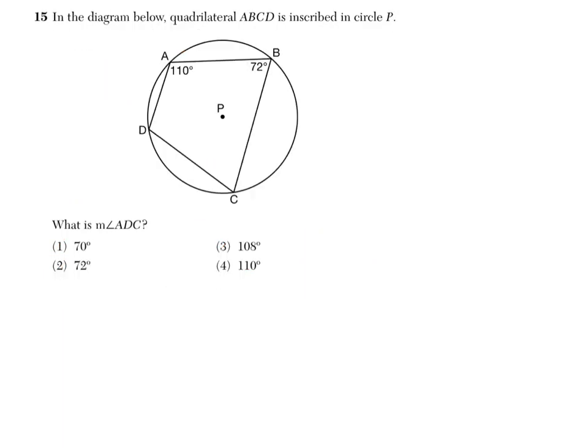Number 15. In the diagram below, quadrilateral ABCD is inscribed in circle P. What is the measure of angle ADC?